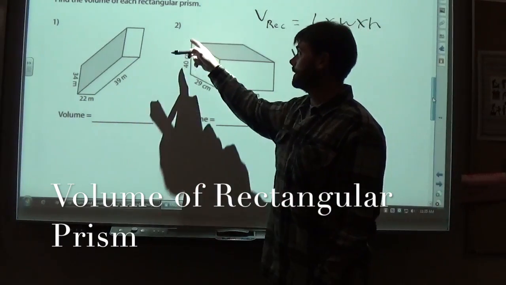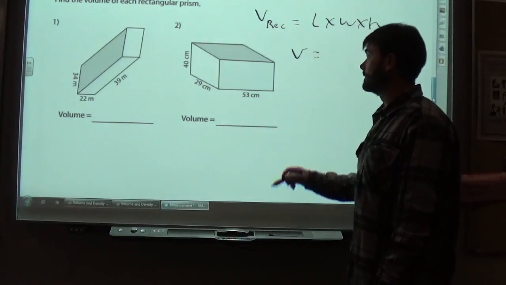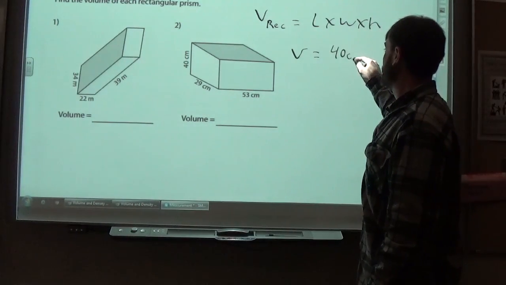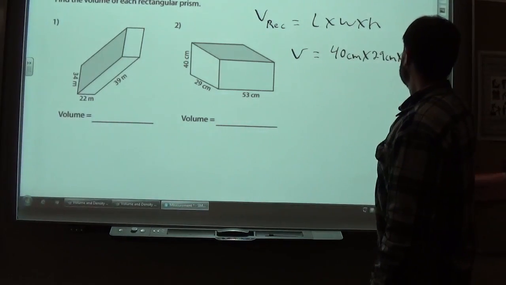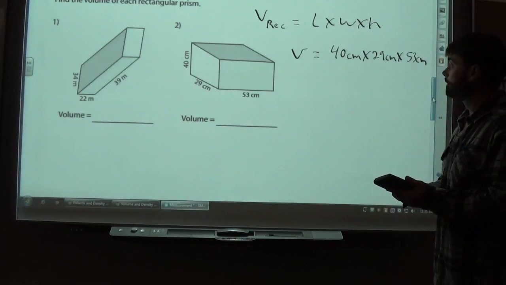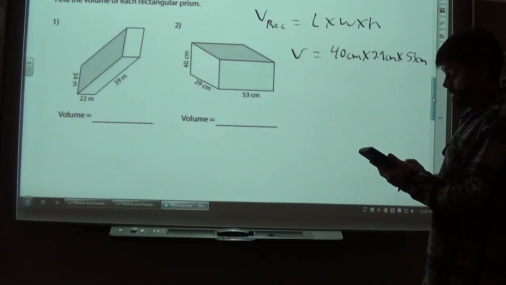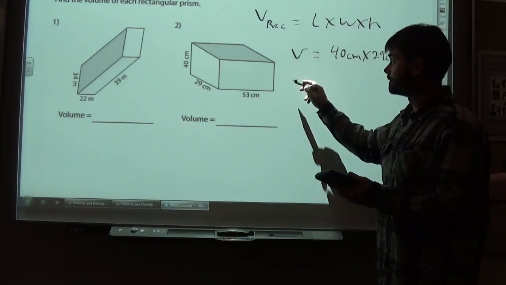I'll pick the first one here. I'll go with problem number 2. These ones are all measured in centimeters. It gives me 40 centimeters by 29 centimeters by 53 centimeters. They can be multiplied together in any order because it's all multiplication. They're all centimeters, so I don't have to worry about anything.